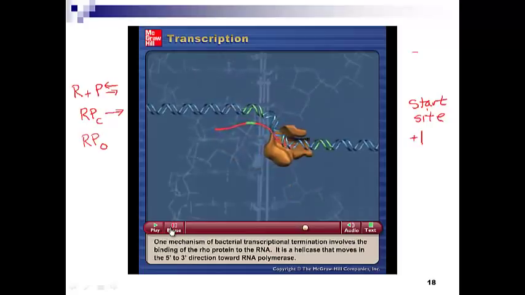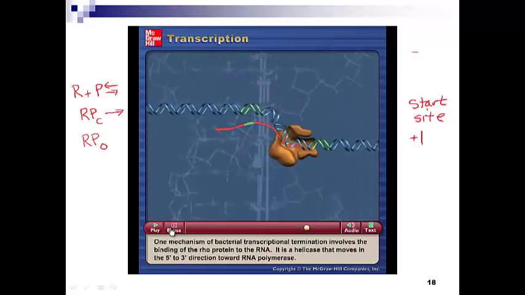One mechanism of bacterial transcriptional termination involves the binding of the Rho protein to the RNA. So listen, Rho protein, have a basic idea what it does. We're not going to get much into the mechanism of it, but I at least want you to appreciate and watch how we can regulate transcription through a series of regulatory proteins like Rho. It is a helicase that moves in the 5' to 3' direction toward the RNA polymerase.